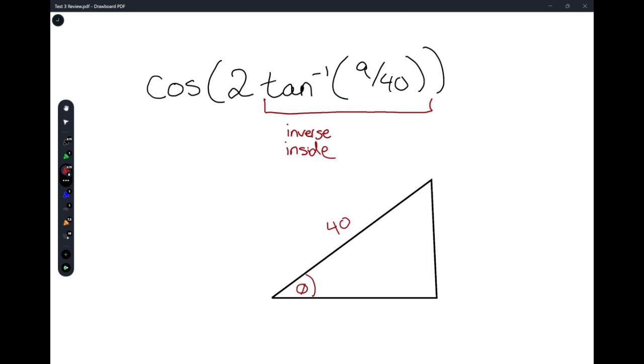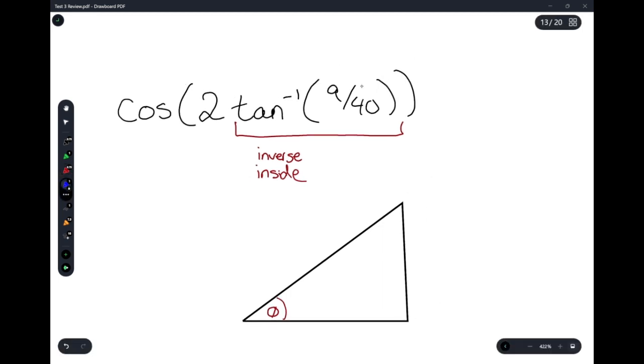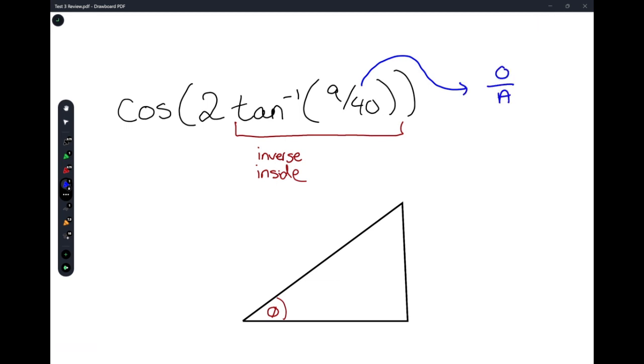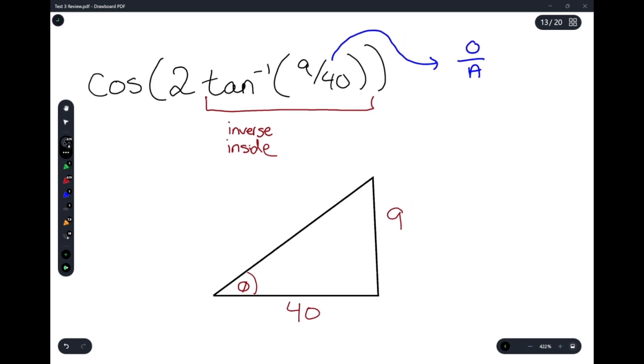I don't think it's right. That's 10. You're right, I'm wrong. Well, you're right about yourself being wrong. Tangent stands for opposite over adjacent, right? So which side's which? So we have 9, 40, and what about that other side?